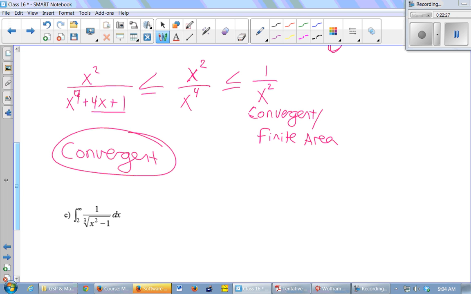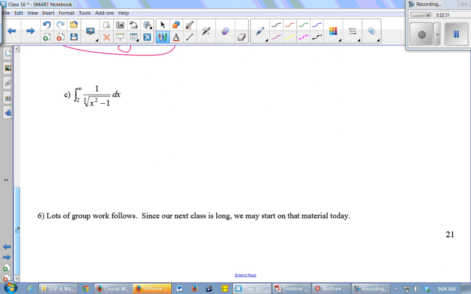Is this okay? All right, we'll do one more together. Integral from 2 to infinity of 1 over the cube root of x squared minus 1. So I have to compare this to a function whose behavior I know, that I know if it converges or diverges. I only have a couple of choices, 1 over x to the p or 1 over e to the ax. What function do you want to compare this to?